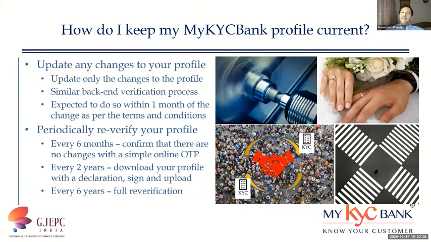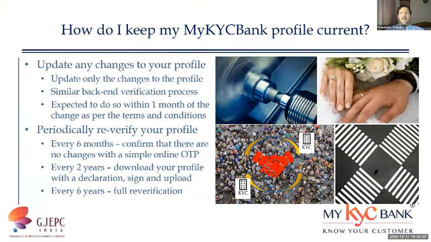Periodically, the platform will also auto-prompt you to re-verify your profile. Every 6 months, it's an automated online re-verification. You will get a simple OTP, either by email or phone, you can choose. Based on that, the profile will be reconfirmed, that on this date and time, you've reconfirmed that there have been no changes to your profile. So it tells your counterparty that the profile is live, there are no changes.